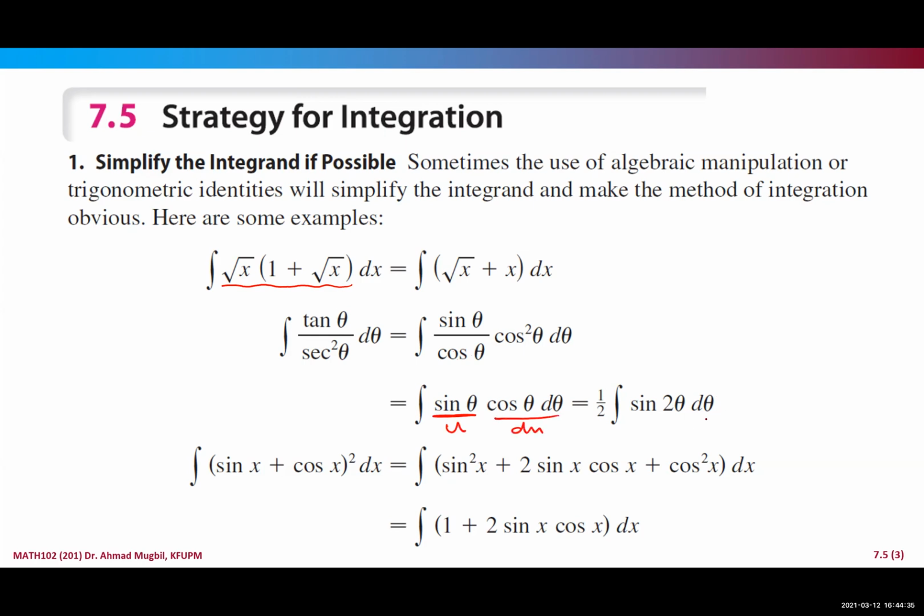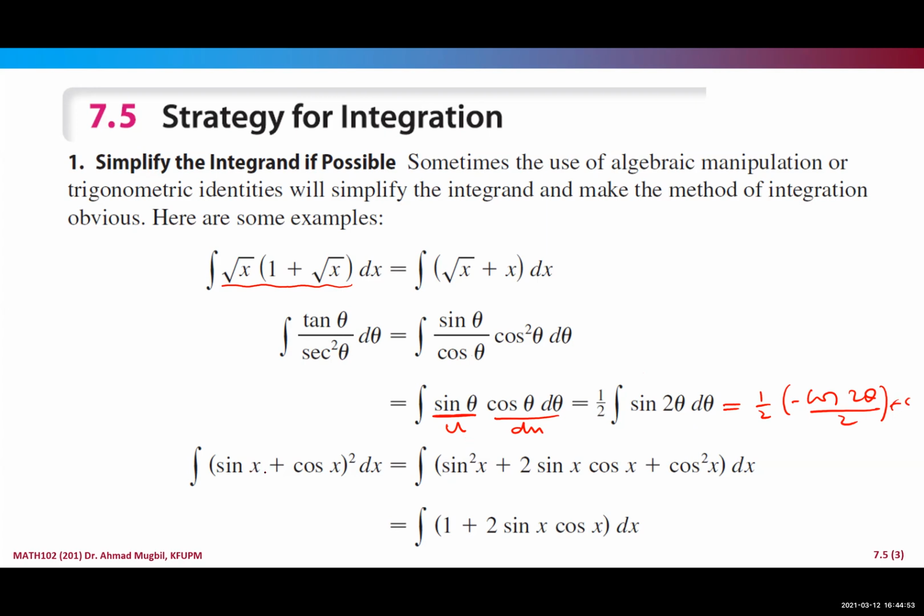This is one way. Or you can use another identity, which is the double angle identity, and this integral at the end will be, of course, negative cosine 2 theta over 2 plus c. So it is up to you. You can also use this u squared over 2.